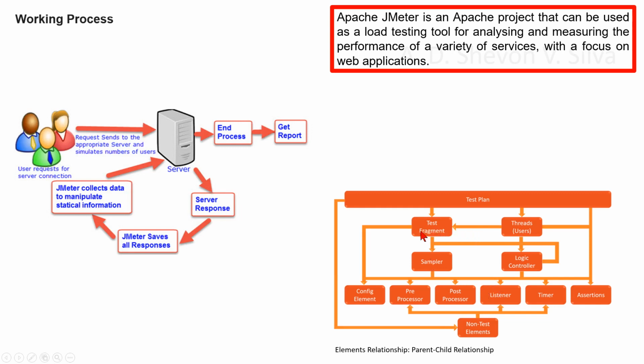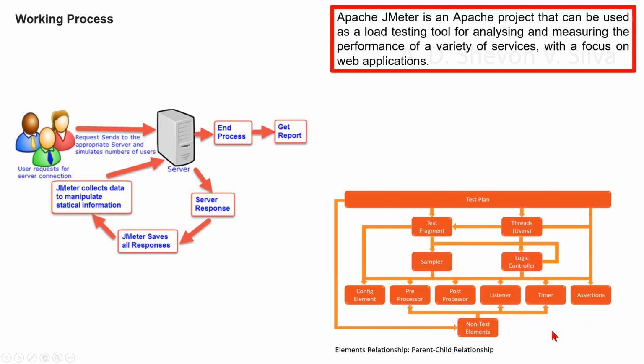The child elements of test fragments are config element, preprocessor, post processor, listener, timer, assertions, and sampler. The child elements of logic controllers are the sampler and config element, preprocessor, post processor, listener, timer, and assertions. The child elements of samplers are samplers and logic controllers. Samplers are config element, preprocessor, post processor, listener, timer, and assertion. The non-test child elements of non-test elements are preprocessor, listener, and timer.